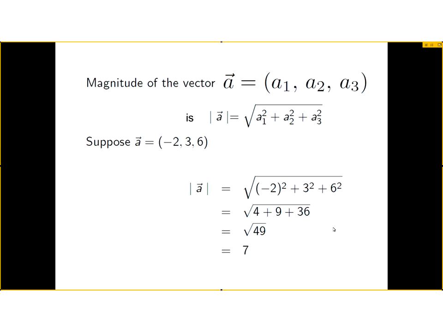Adding and squaring them, we get the magnitude of a: (-2) squared plus 3 squared plus 6 squared, and we get the square root of 49. The square root of 49 is 7, so 7 is the magnitude of the vector a.